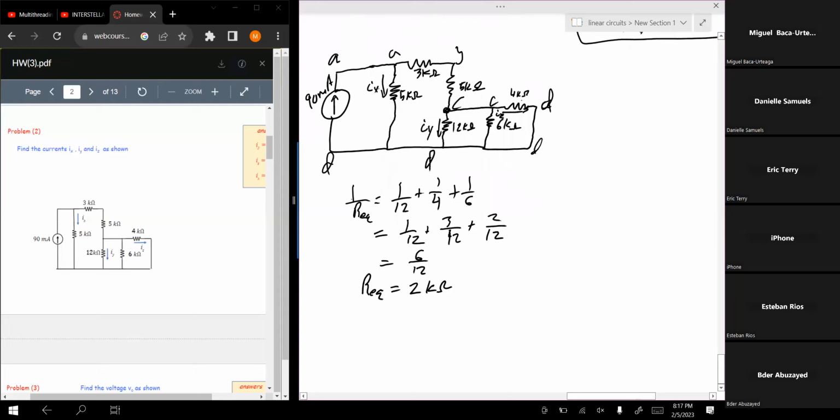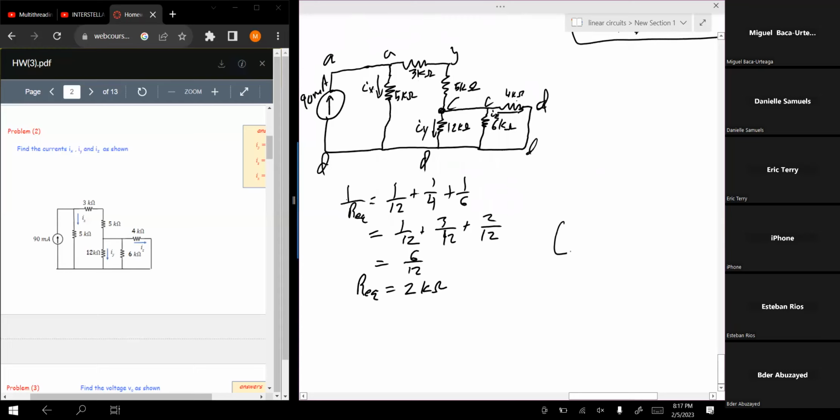So if we redraw the circuit, it comes down, first resistor, this is going to be 3. This is our 5. And then we have our combined resistor right here. This is going to be 2 kilo ohms. And then this is going to be 5.